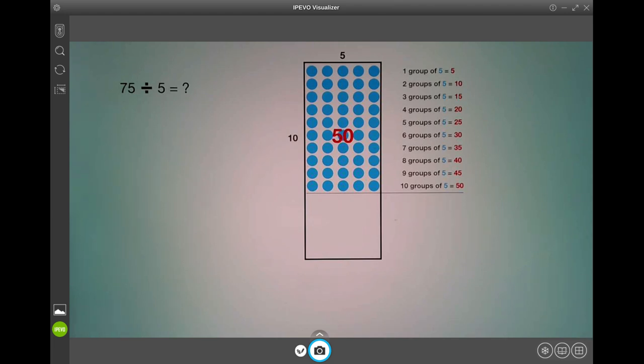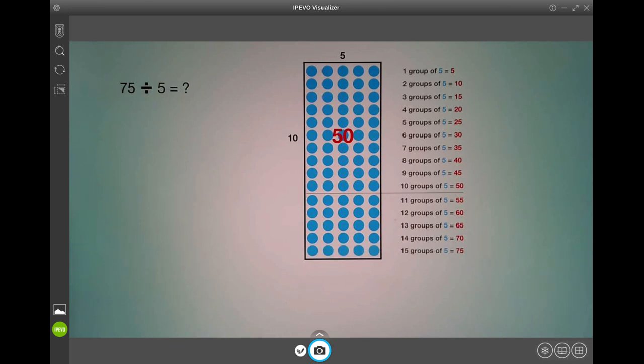So I know my answer is more than 10, right? Because 10 groups of 5 has not filled it up. So there's 11, 12, 13, 14, 15 groups of 5 has finally made 75 and filled up my rectangle, right? So the answer to 75 divided by 5 is what? Hopefully you're saying 15.